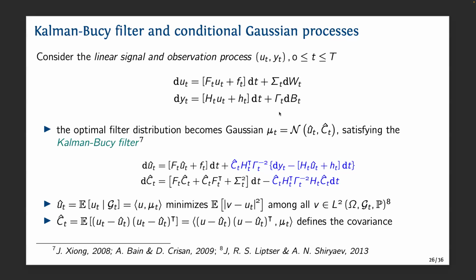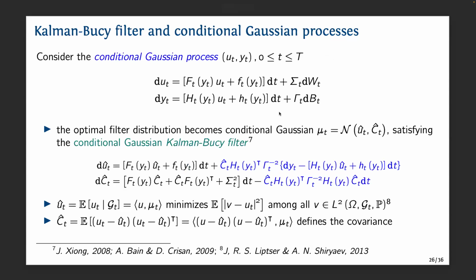And the covariance just gives the error between the optimal estimation and the truth. So it's a quantification of the uncertainty of the system. This is very nice, and everything is rigorous. But the problem is there's nonlinearity in our system, right?